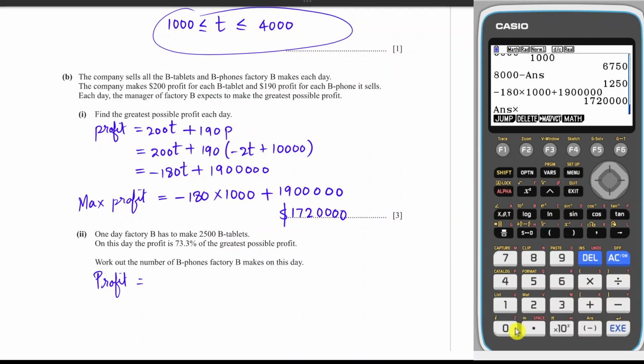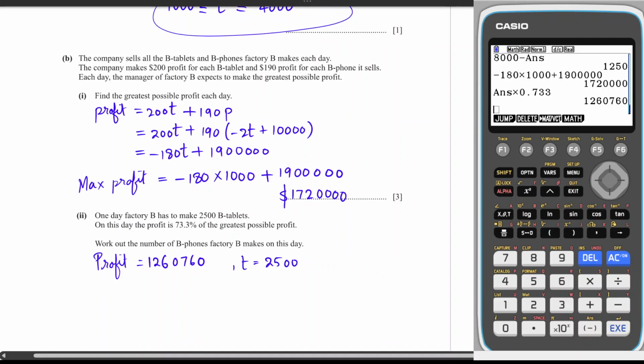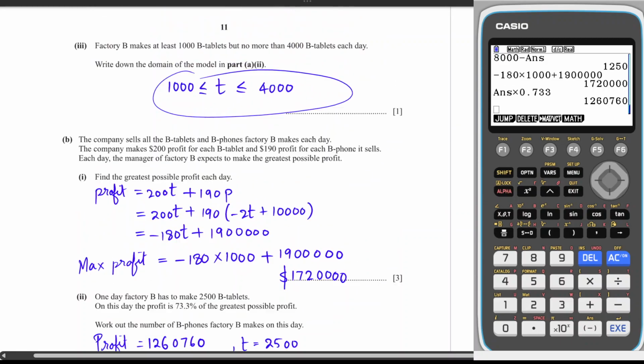So into 73%, so 0.733. So my profit is 1260760, and T is 2500. That is the number of tablets. I have to work out the number of phones.